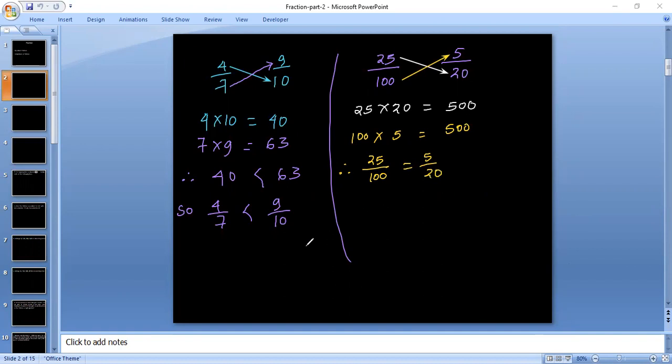So I think it is clear how to compare two fractions in the case of unlike fractions. In the case of like fractions, it is very easy. Simply compare the numerators only. The fraction with the greater numerator will be the greater. Then we go to the next slide.